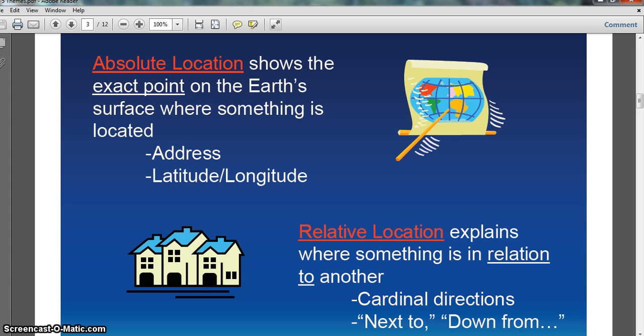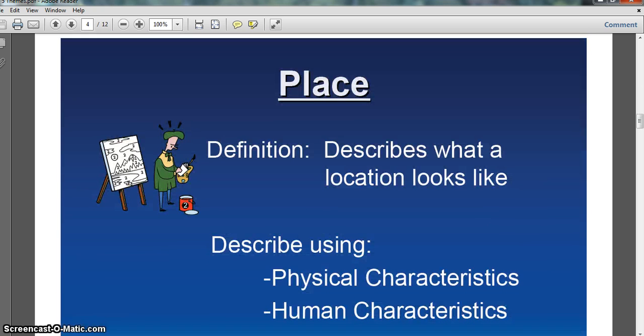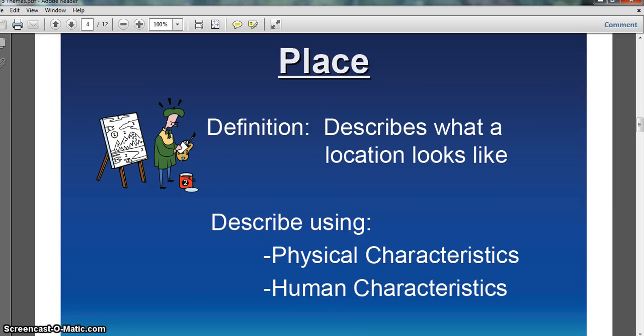Relative location explains where a place is located in relation to another. Hence, we call this relative location, in relation to another place. You could use cardinal directions or intermediate directions. Walgreens is exactly south of Olathe North. It is next to KFC. It is down the street from Subway. You get the idea. This is where you tell where a place is in relation to another place. That is its relative location. That would be your L for lucky.